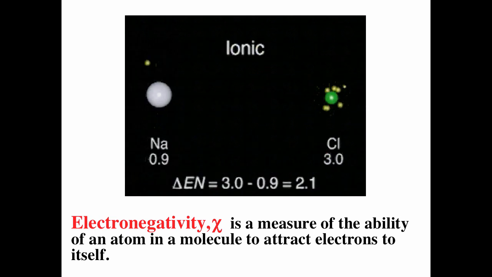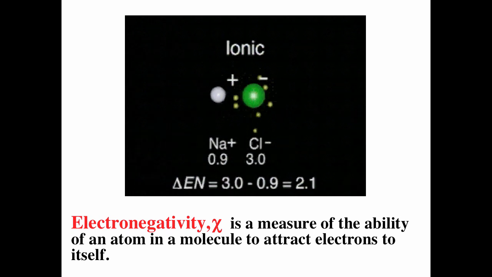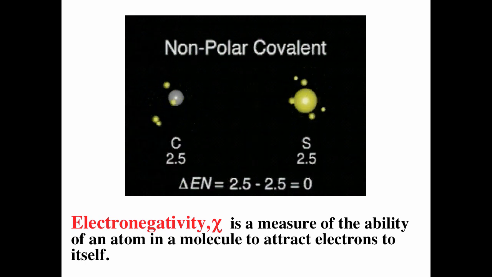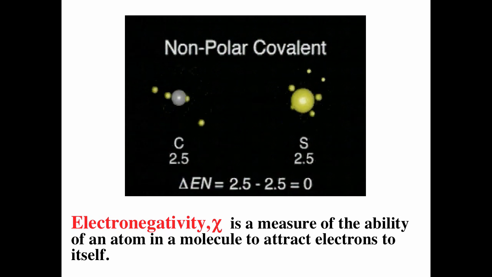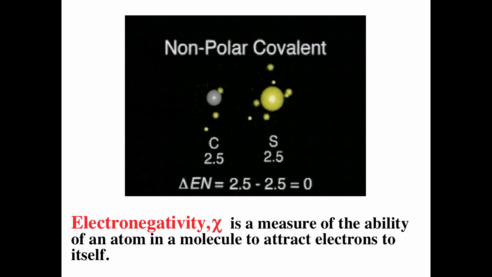When sodium and chlorine react, the chlorine atom removes sodium's valence electron and becomes a chloride ion. The less electronegative sodium atom cannot compete for electrons and becomes a sodium ion. The attraction between the ions is an ionic bond. When bonding atoms have nearly equal electronegativities, neither can attract electrons away from the other. In a carbon-sulfur bond, the electron pair is shared almost equally between the two atoms, resulting in a covalent bond.